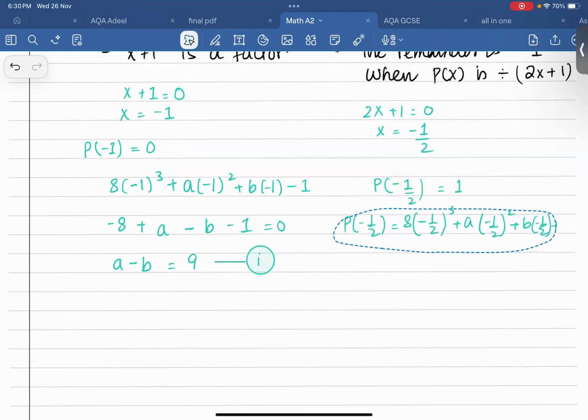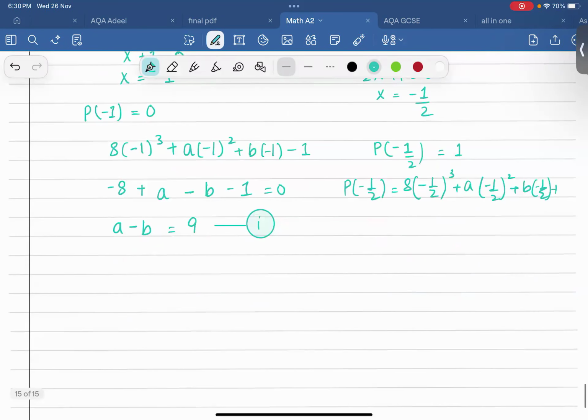So that should be equal to 1. So you can replace p of x with 1, right? So let's solve it. So that becomes just -1. This becomes positive a over 4. This becomes negative b over 2. And that becomes -1, which gives us 1. So this is -2 and -3 and positive 3.